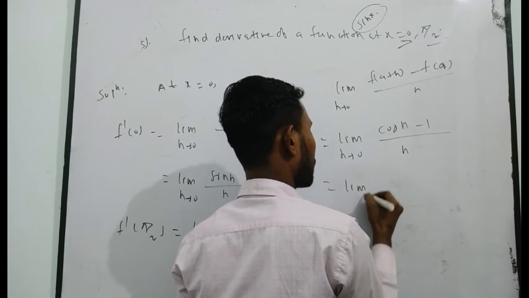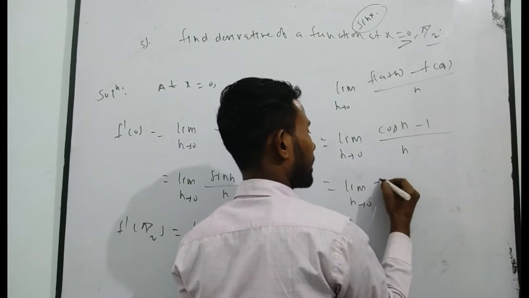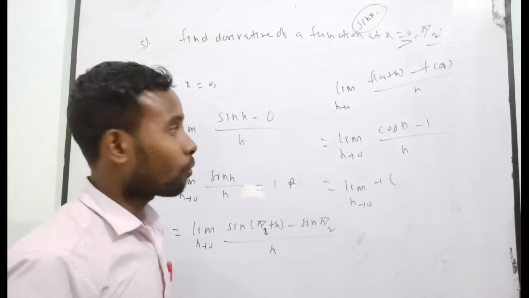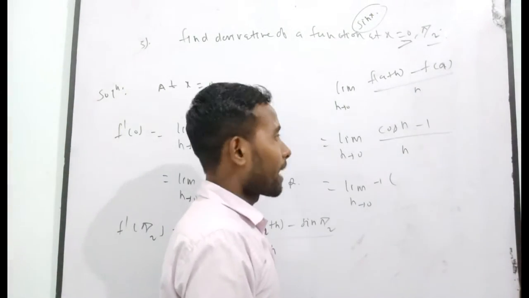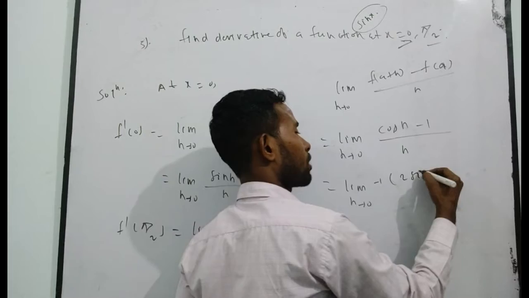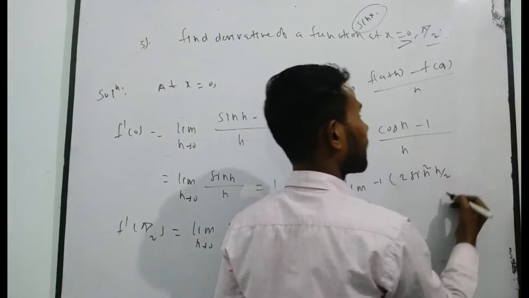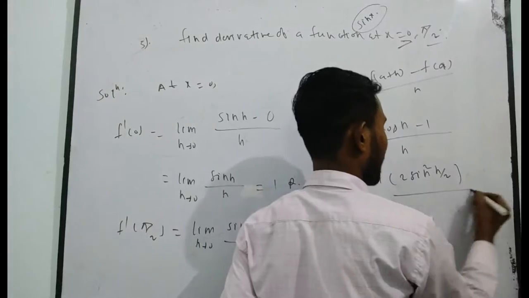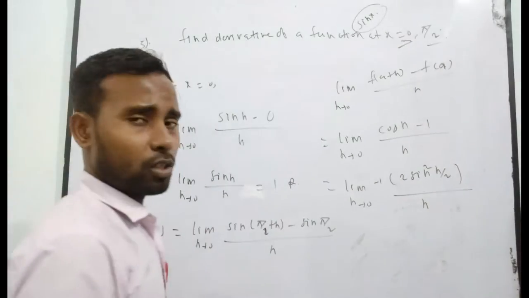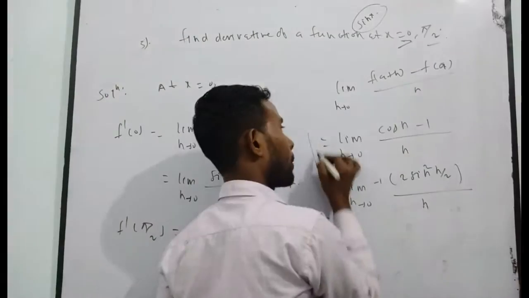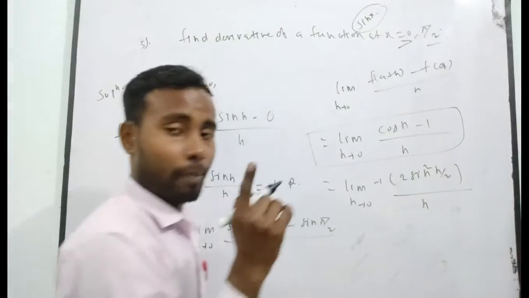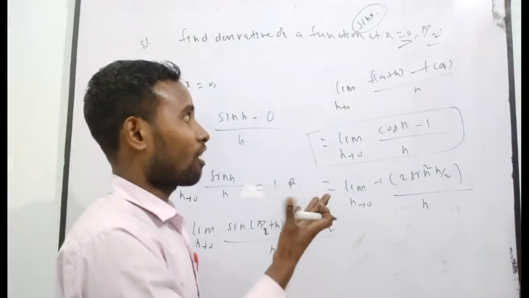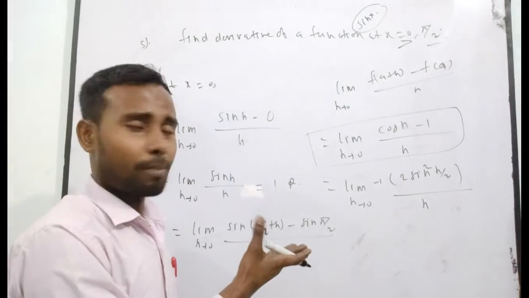It will be limit h tends to 0. Can you take minus 1 common? In that case, 1 minus cos h. What is the formula of 1 minus cos h? 1 minus cos theta is equal to what? 2 sin square h by 2. Can you write 2 sin square h by 2 divided by h? Have you understood? Because this is a problem of limits.